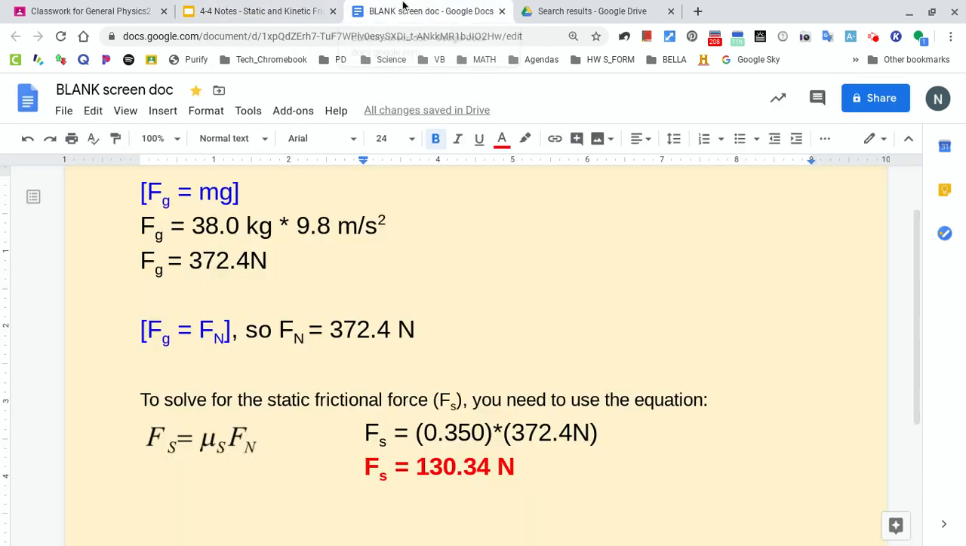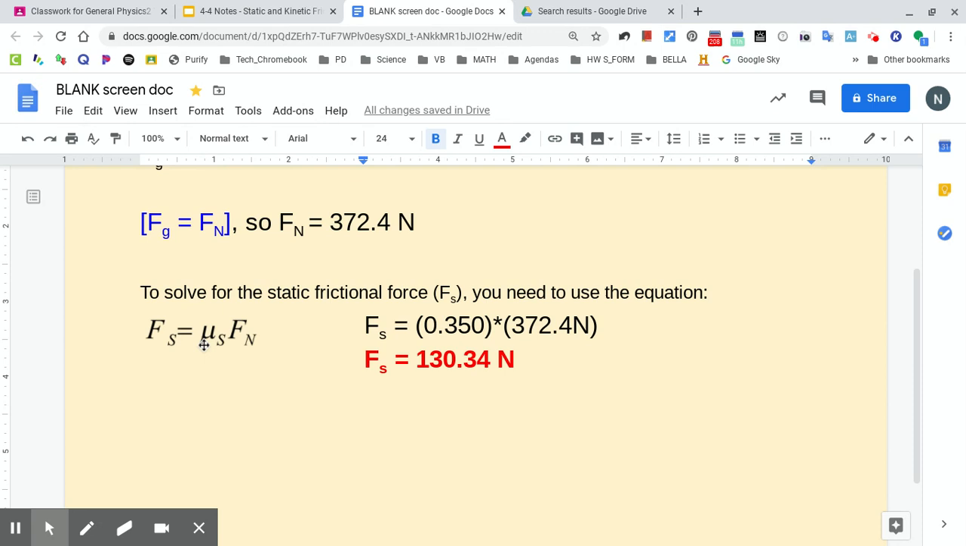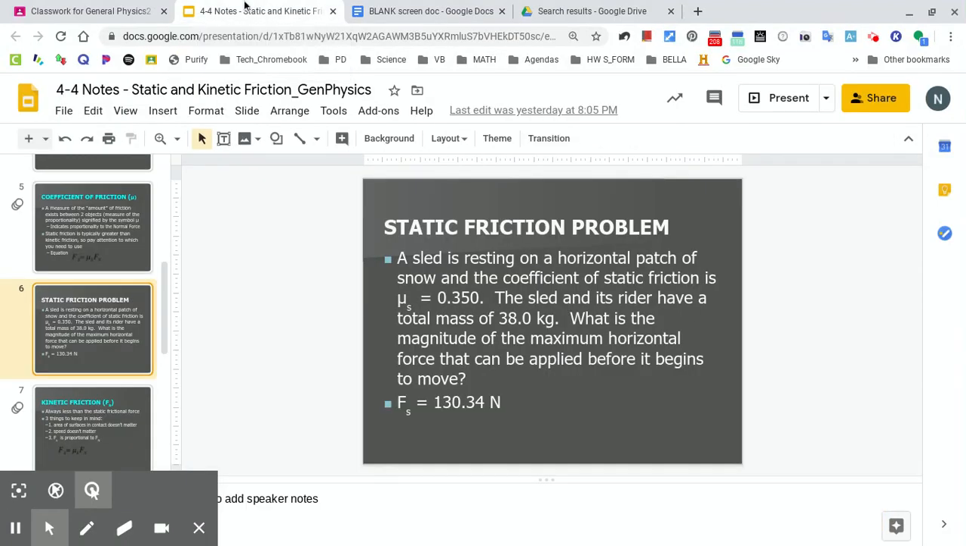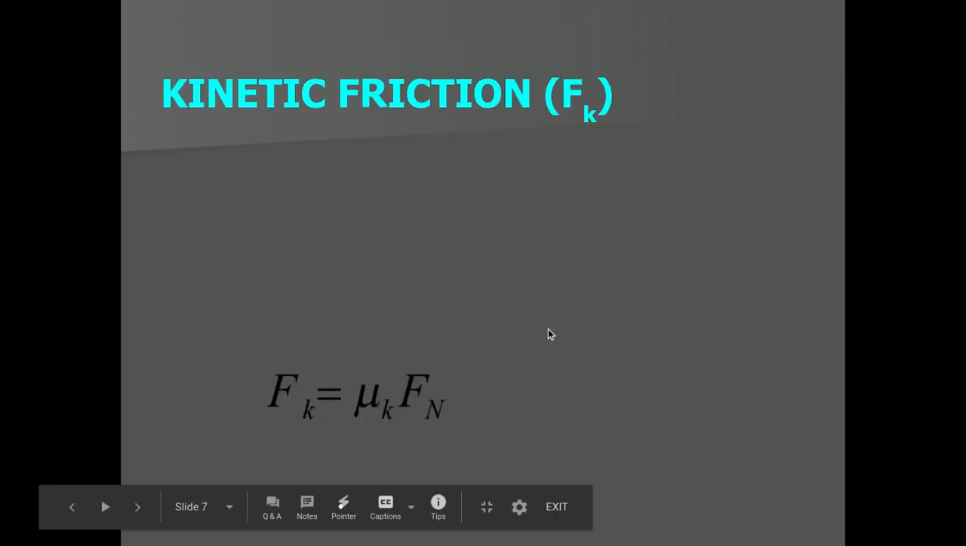Okay, so I ended up showing my work on here, like I was just talking about, how your F of G equals mg. Plug it in, your mass times your acceleration due to gravity, so you get this value. And then we know these are equal because they're opposite reaction types. So there's that value. And then our equation for frictional force or static friction: to solve for that, we got our coefficient of friction, which was given, times the normal force. So you end up with 130.34 newtons for your static friction, which you can see is on this slide here. Hopefully you followed along with that.